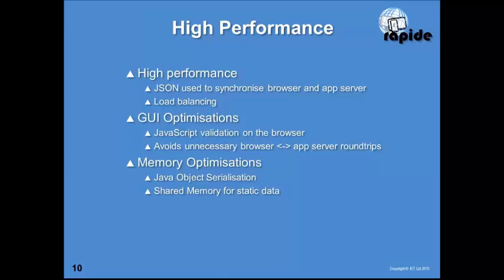And then one final area is in the area of memory optimizations. If you do have these very large clients which have a heavy memory requirement, we have a number of techniques like Java object serialization and the use of shared memory for static data, which can significantly reduce the amount of memory required in the JVM heap to support a very large number of clients.